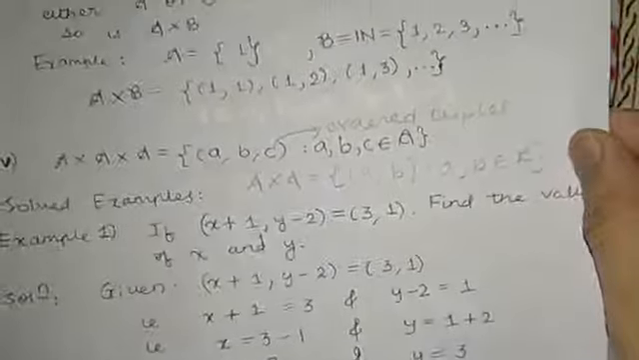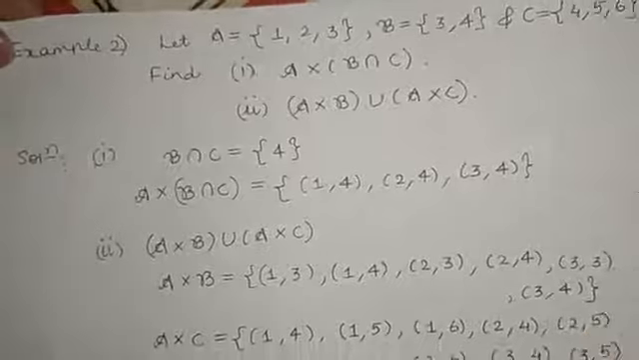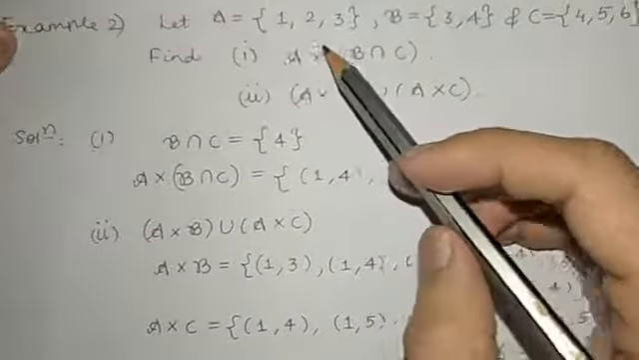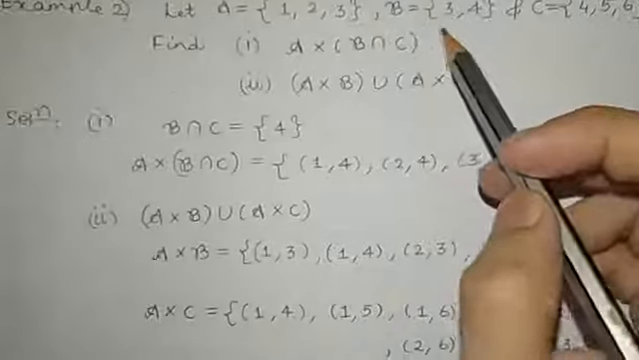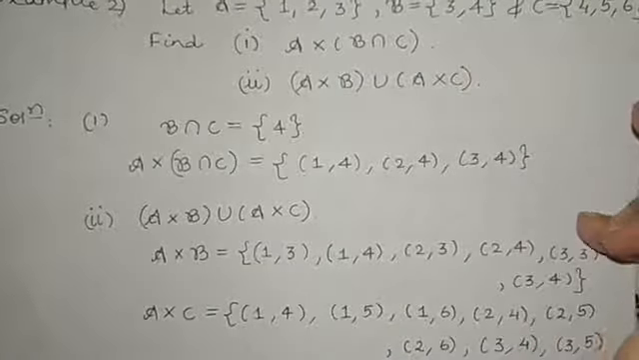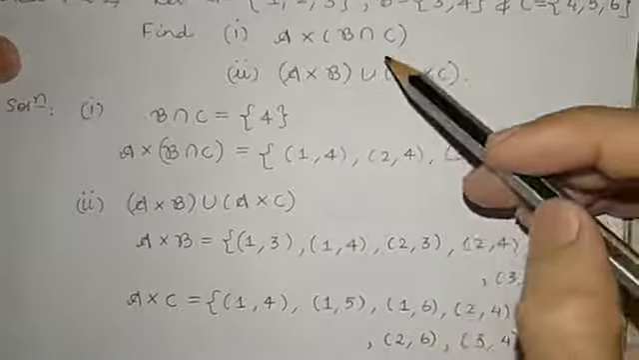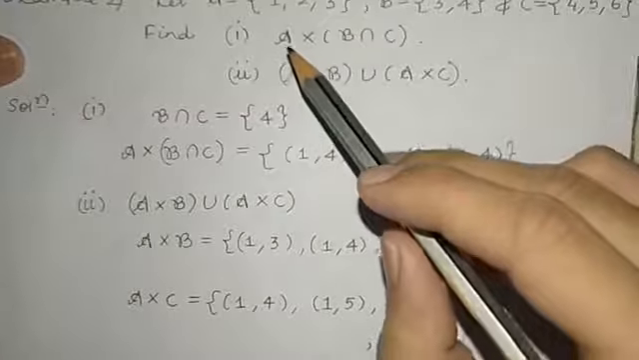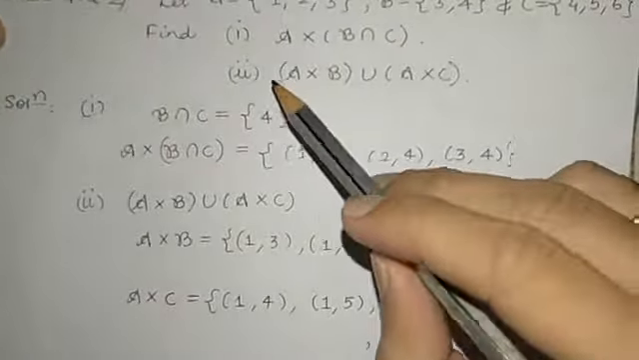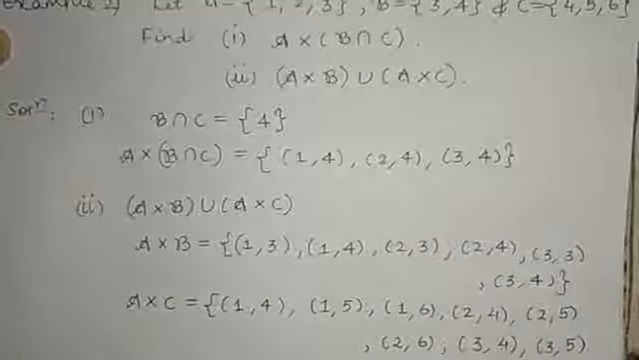Okay, now let us go to example number 2. Let A be equal to the set {1, 2, 3}, B be equal to the set {3, 4} and C is equal to the set {4, 5, 6}. You have to find, first, A cross (B intersection C), the Cartesian product of A and (B intersection C), and second, you have to find (A cross B) union (A cross C).